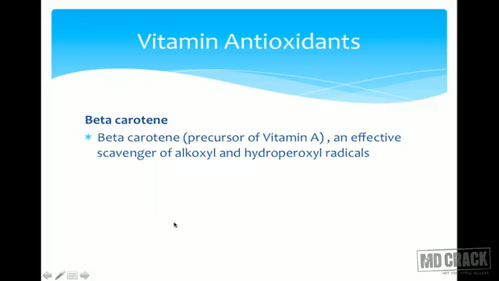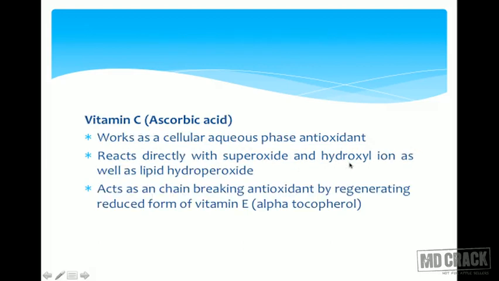So let us look at other vitamin antioxidants. That also includes beta-carotene. Beta-carotene is a precursor of vitamin A. Carotene means it is present in carrots. It is highly present in all the yellow colored vegetables including papaya, mango, etc. So beta-carotene is a precursor of vitamin A. It is an effective scavenger of alkoxyl and hydroperoxyl radicals.